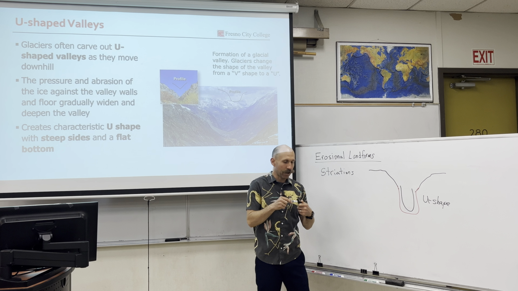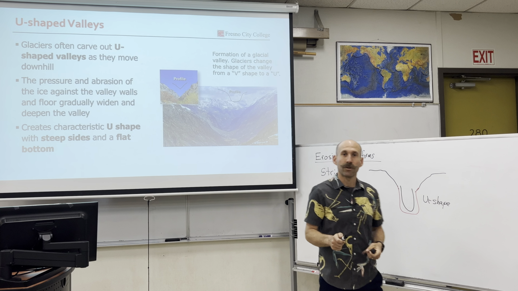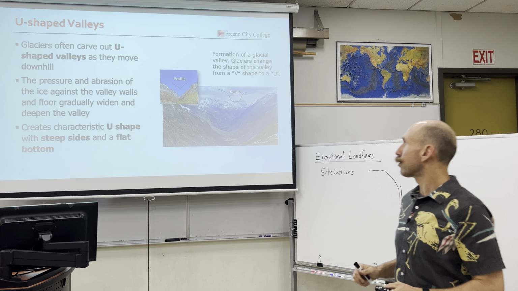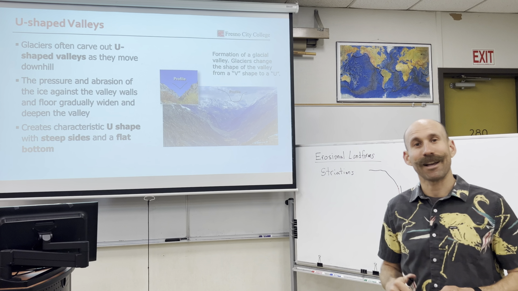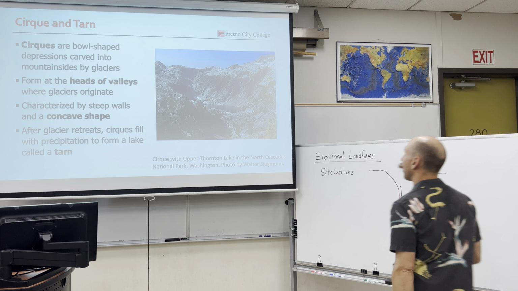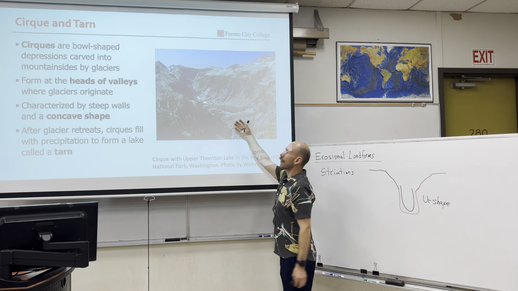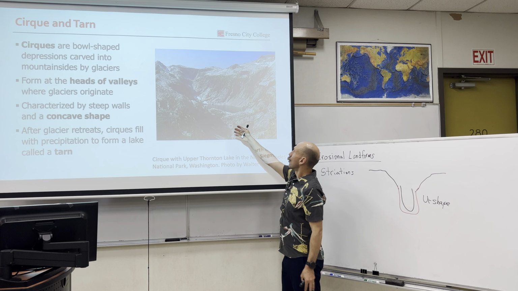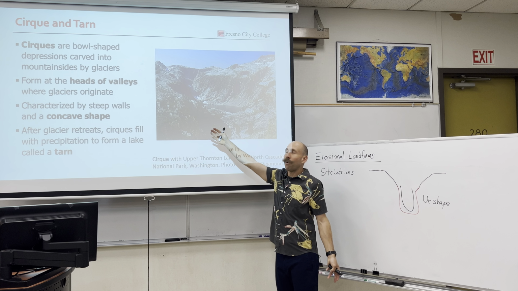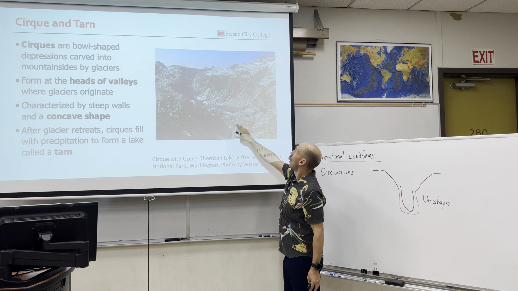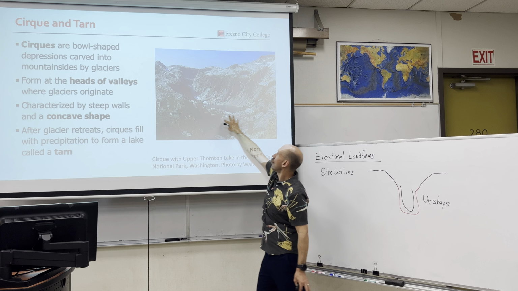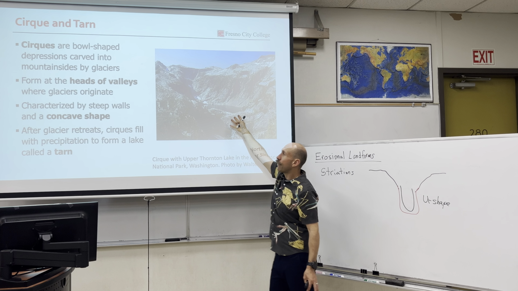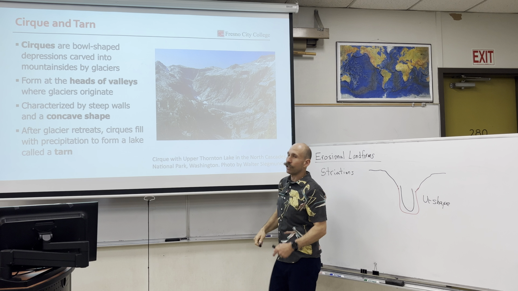U-shaped valleys are characteristic of glacial erosion, but we won't just stop there. We will continue to look at what else is characteristic of glacially carved valleys. If you've ever hiked up near mountaintops, you usually hike to a lake. Why is that lake there? Because a cirque glacier carved this bowl-shaped depression that then later filled with water called a tarn.